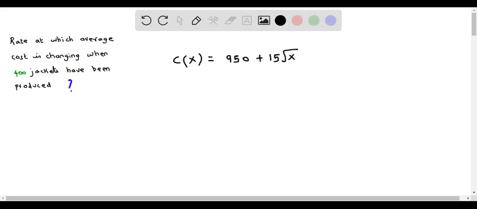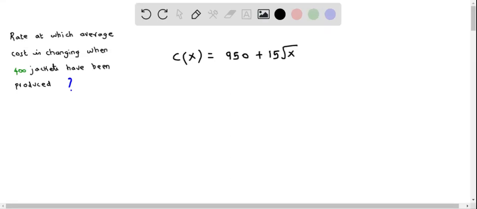In this question, we determine the rate at which average cost is changing when 400 jackets have been produced. We are given this cost function C of x, which represents the cost to produce x jackets. It's given as 950 plus 15 times root x.